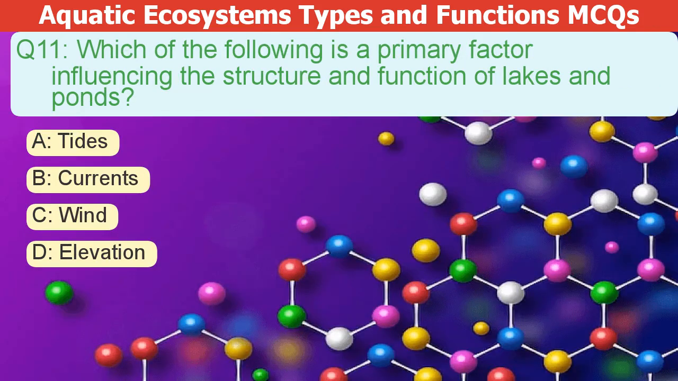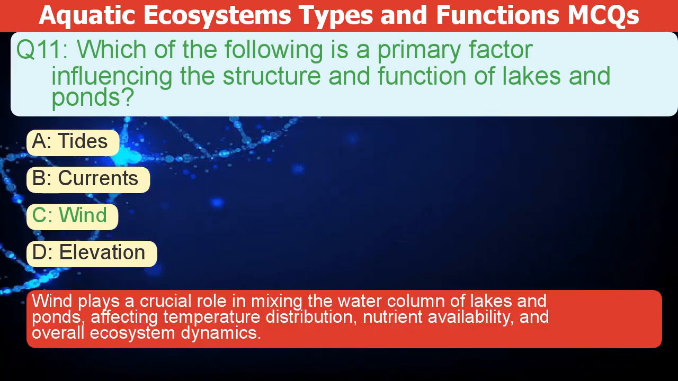Which of the following is a type of lake formed by natural barriers like sand dunes or coral reefs? A. Oligotrophic lake. B. Barrier lake. C. Tectonic lake. D. Volcanic lake. The correct answer is B. Barrier lakes are formed by natural barriers, like sand dunes or coral reefs, blocking the flow of a river.